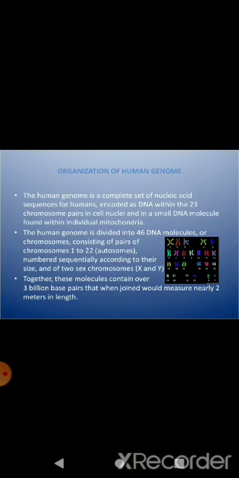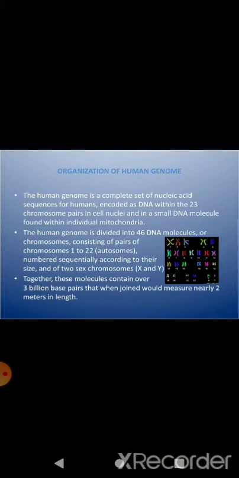Hello friends, I am going to discuss the organization of human genome. The human genome is a complete set of nucleic acid sequences encoded as DNA within the 23 chromosome pairs in cell nuclei and also a small amount of DNA which is found in mitochondria.